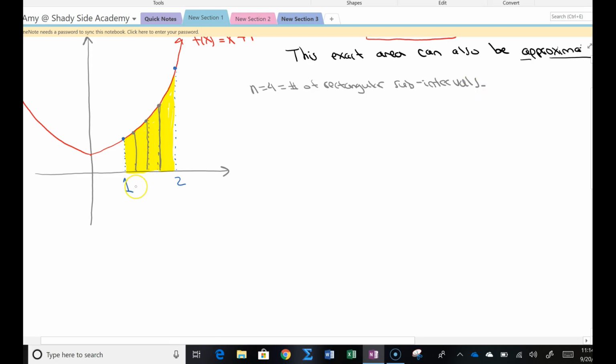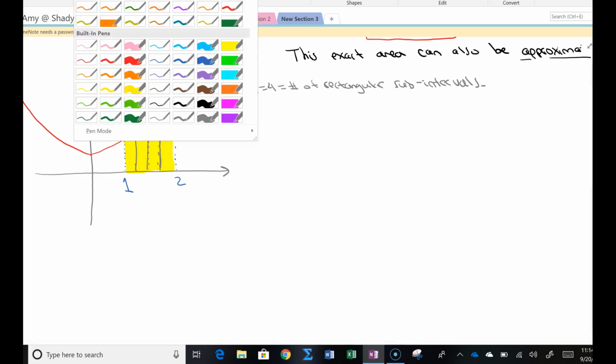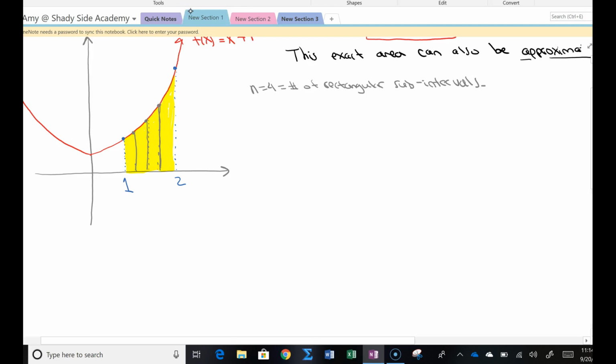And what I want to do here is call this here, and you may find yourself needing to be really clear in your notes here. I'm going to say, let's call this the changes in x, which are supposed to be the same. This change in x, I'm calling it delta x. So each rectangle has a width of delta x.